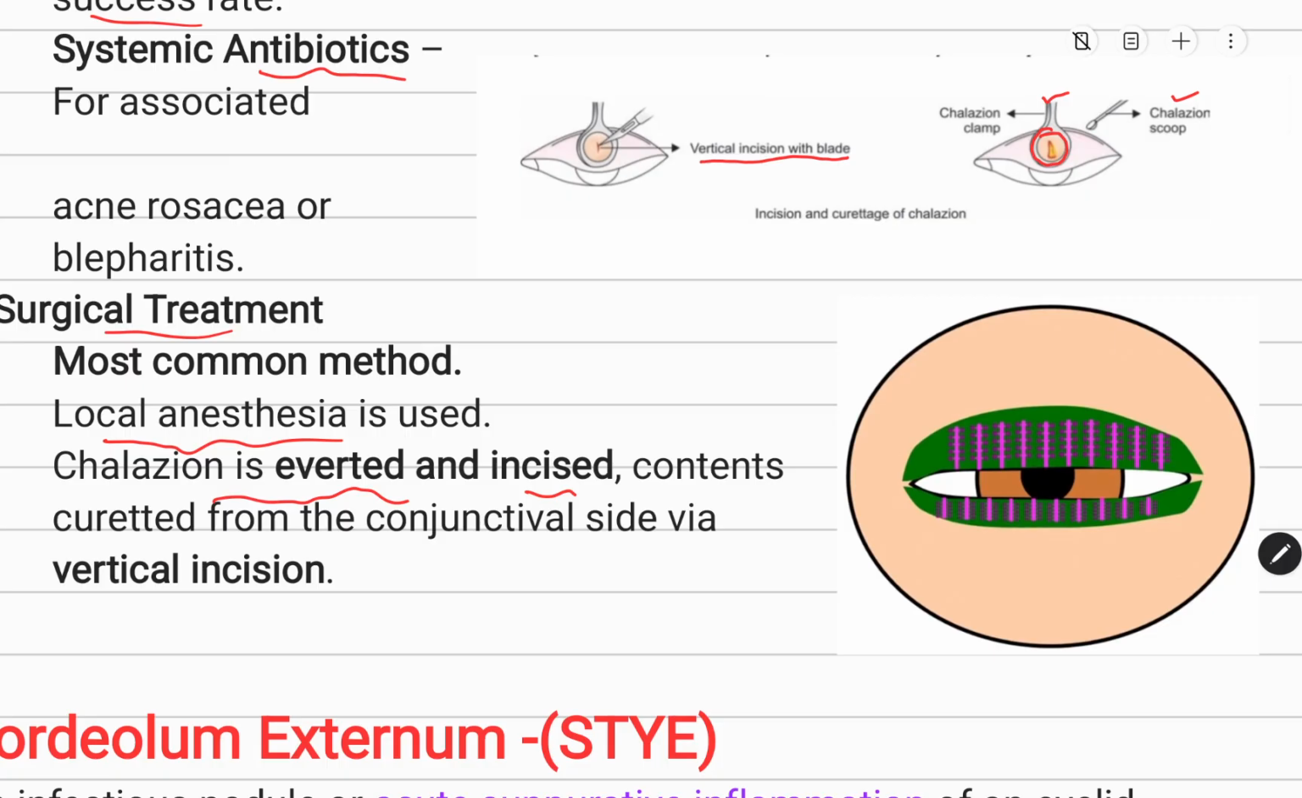The main reason is, as you can see, these are meibomian gland ducts. So they are present in a vertical manner. So let's suppose this one is infected; if I give a horizontal incision like this one, it can affect all of the other ducts which are not affected. So we give the vertical incision so that other ducts are not incised in this case.